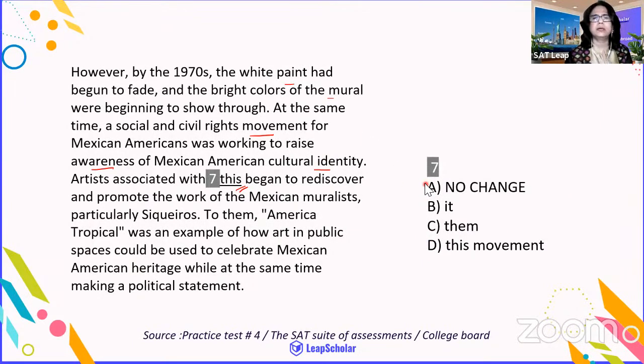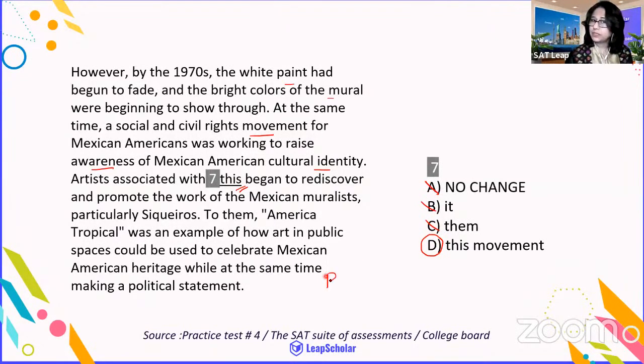"This" is not clear. If "this" is not clear, neither is "it," neither is "them." So, "this movement." They're talking about something specific. Which movement? The social and civil rights movement. Clearly there, right? So this is my answer. When I have a specific noun which gives clarity to the reader and eliminates confusion or ambiguity, almost always that is the answer you have to choose.